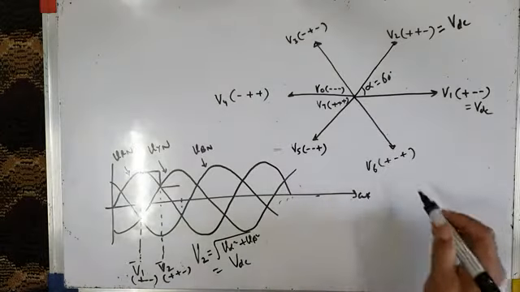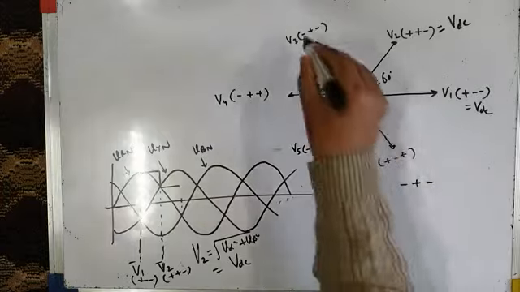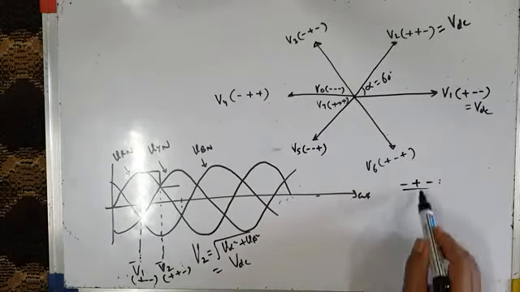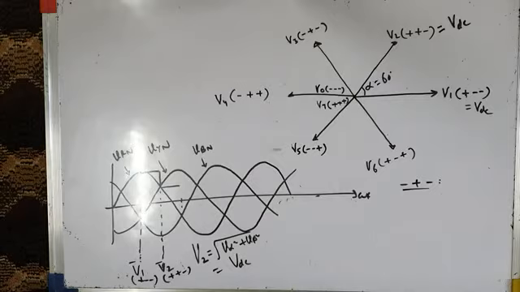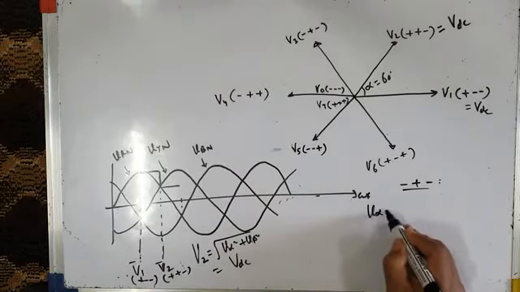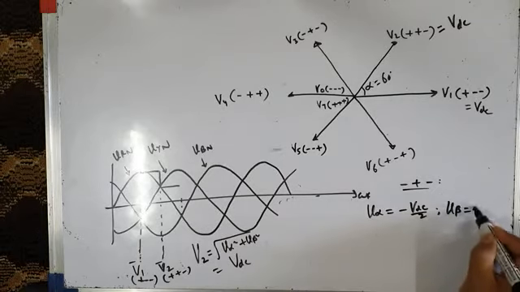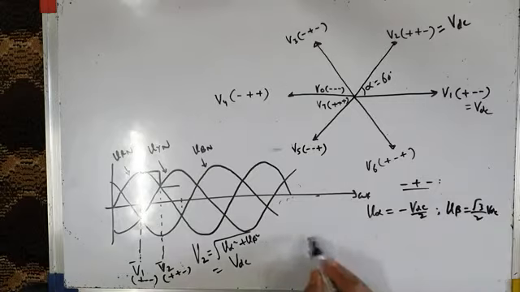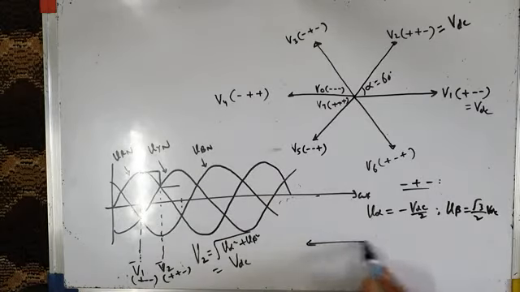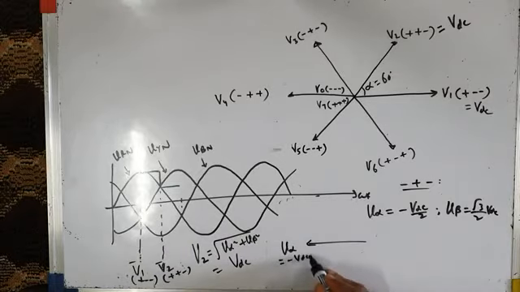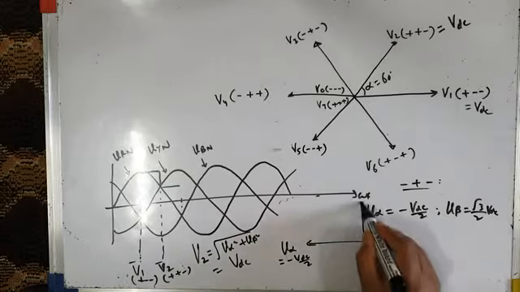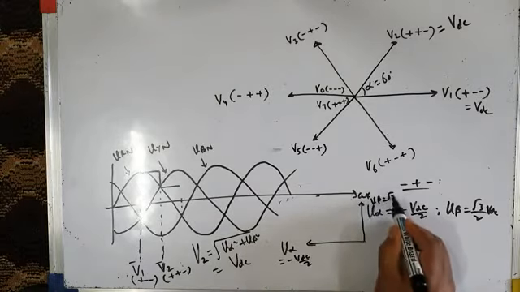Now, for the third switching state, minus plus minus, when the inverter applies this switching state, it will give alpha component equal to minus VDC by 2, and it will give beta component equal to root 3 by 2 VDC. So its alpha component is not along this, it is negative. This is V alpha, it is minus VDC by 2, whereas the beta component is this, root 3 by 2 VDC.